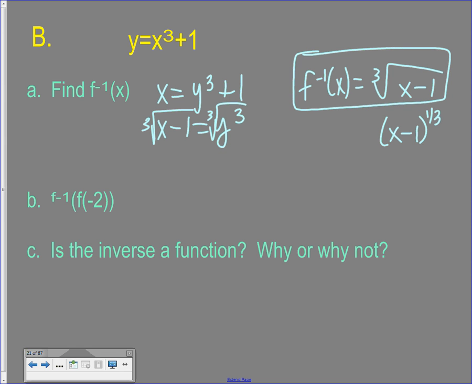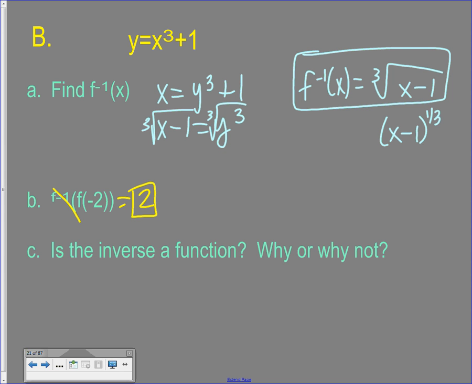So instead of getting rid of a square when we would square root it, to get rid of the third, we would third root it. Either one is fine. Part B, find f inverse of f of -2. Well, I know that the inverses cancel, so this just equals -2. Well, that's kind of nice.